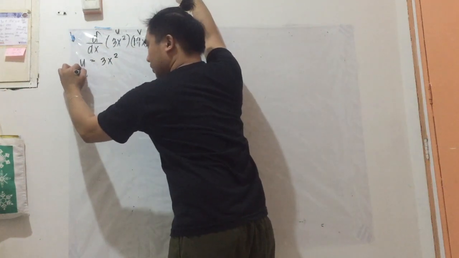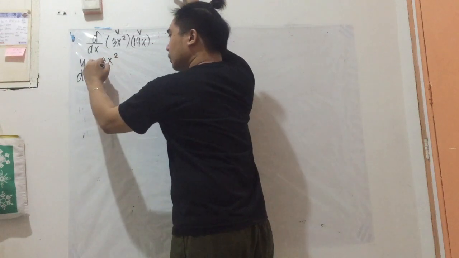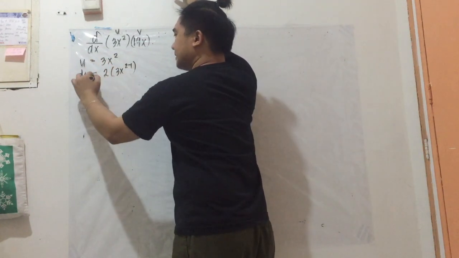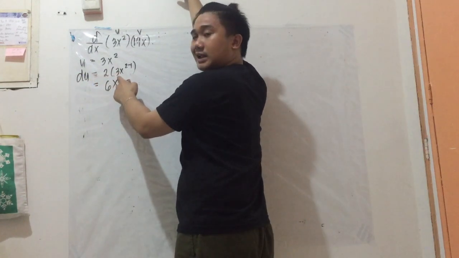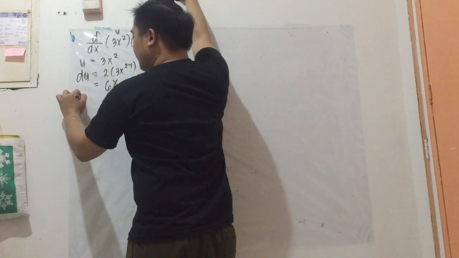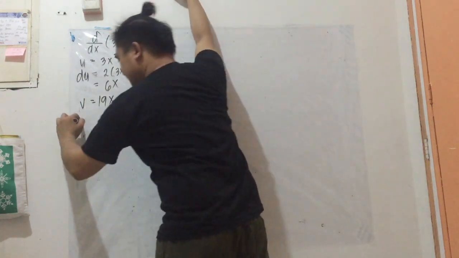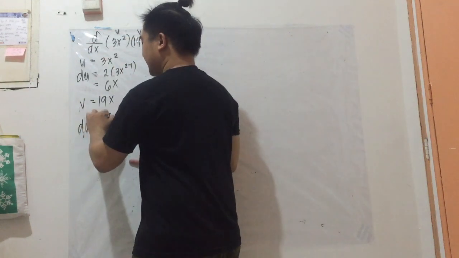Okay? So, u is 3x squared. What is the derivative of u with respect to x? Ano mangyayari? Bababa ang 2, 3x, 2 minus 1. So, this will become 6x kasi 2 times 3. Okay? And then, yung v mo is 19x. What is the derivative of v? The derivative of v is simply 19.